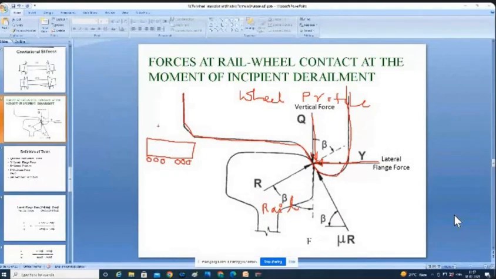This locomotive weight, say for example, WDG4, 126 ton.